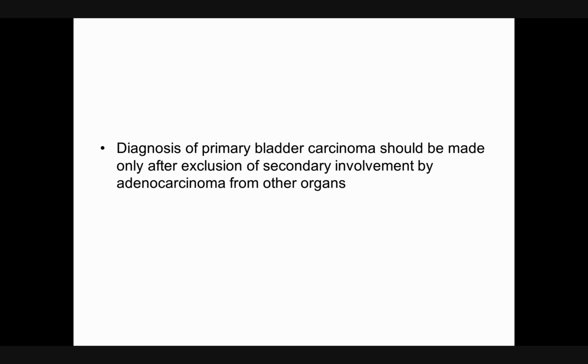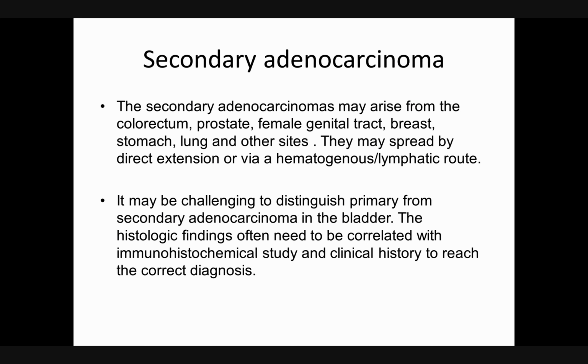Diagnosis of primary bladder carcinoma should be made only after exclusion of secondary involvement by adenocarcinoma from other organs. The secondary adenocarcinoma, that's an important line. That's why it's important to make sure you do an endoscopy, sigmoidoscopy of all these patients. Make sure you've done something with their bowel. Take a history of colorectal cancer in the family. Very important.